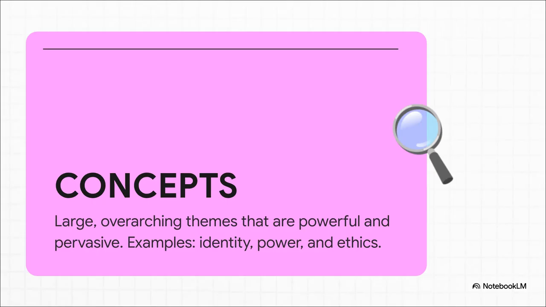Okay, so let's break this down, starting with the first C, concepts. These are the big, kind of abstract ideas that really shape our digital world. We're talking about things like identity, who you are online, or power, which is all about who's controlling the information. And then there's ethics, which asks, what's the right way to even use all this tech? These are the big foundational themes.